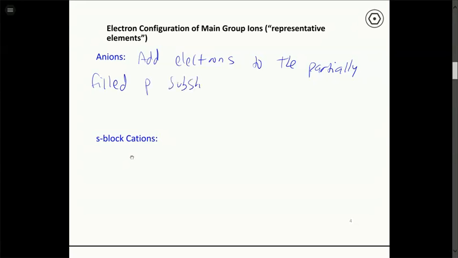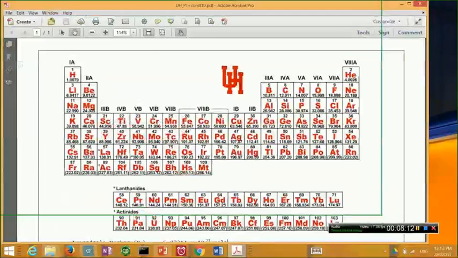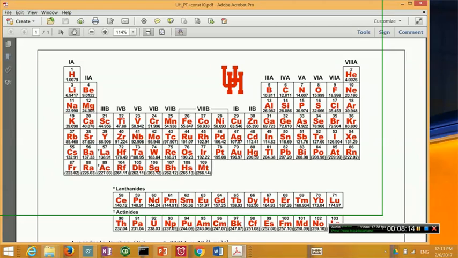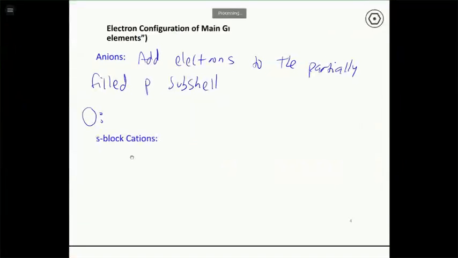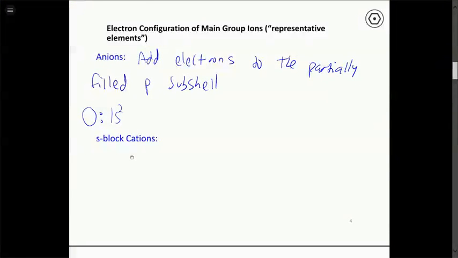If we want to know the configuration of an anion, we start with the neutral configuration for the atom. Let's do oxygen as an example. On our periodic table, oxygen is over here in group 6A. We just said it forms 2- anions. The full configuration for oxygen is 1s2 2s2 2p4, since it's the fourth element in the 2p block. And then if we want to make oxygen 2-, we add 2 electrons.